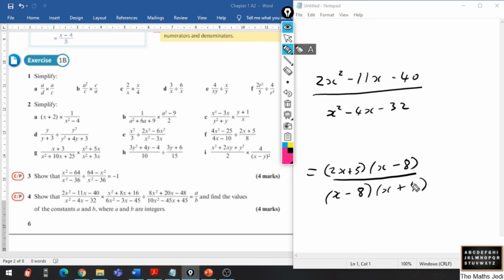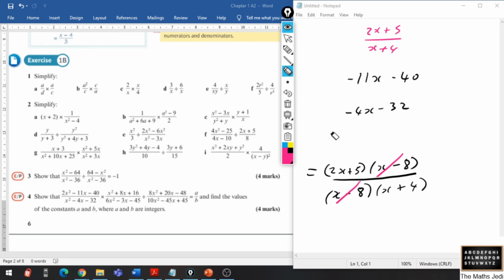Okay. So here in this particular fraction, you can see already we've got some cross cancellation, so I'm going to cancel that through. And so this first fraction, it just simplifies to 2x plus 5 over x plus 4. So 2x plus 5 over x plus 4. I'll delete the rest for now. We'll look at this second fraction.